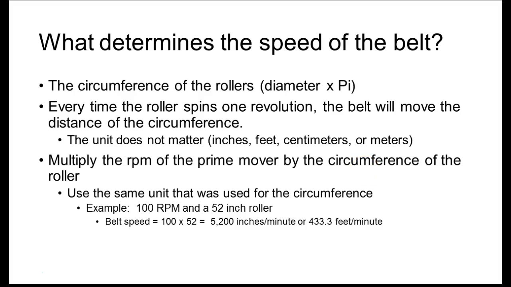What determines the speed of the belt? The circumference of the roller. Every time the roller spins one revolution, the belt will move the distance of the circumference of the roller, the outside of the roller. The unit does not matter. We say it moves so many units per minute, centimeters or meters. Multiply the RPM of the prime mover by the circumference of the roller. This will give you the speed. That's pretty easy, right? I mean, that's about it on conveyor belts.